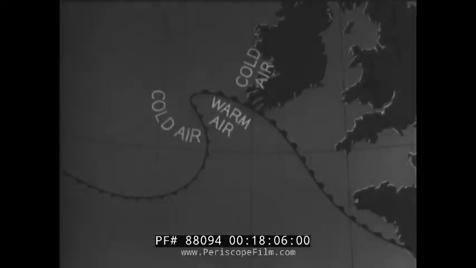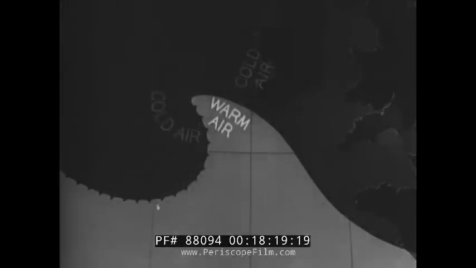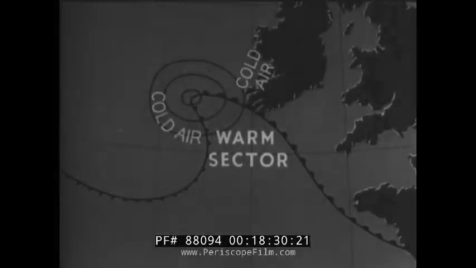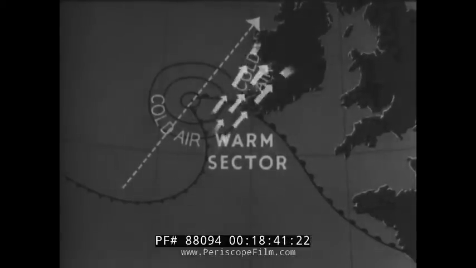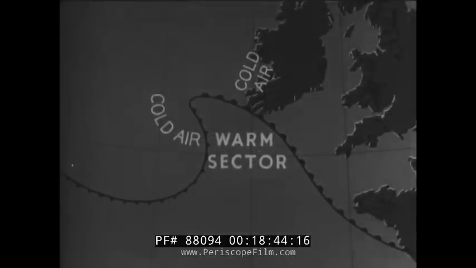The direction of movement of the front is indicated by having its appropriate distinguishing marks placed on the side of the front towards which the front is moving. The warm air between the two fronts is called the warm sector of the depression. The depression has a velocity roughly equal in speed and direction to that of the air in the warm sector. The air in the warm sector moves at a greater speed than the warm front itself.